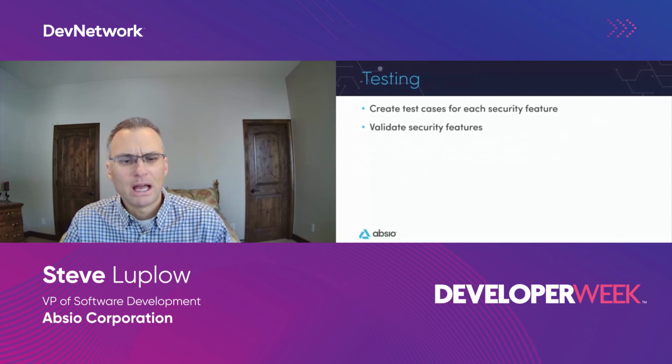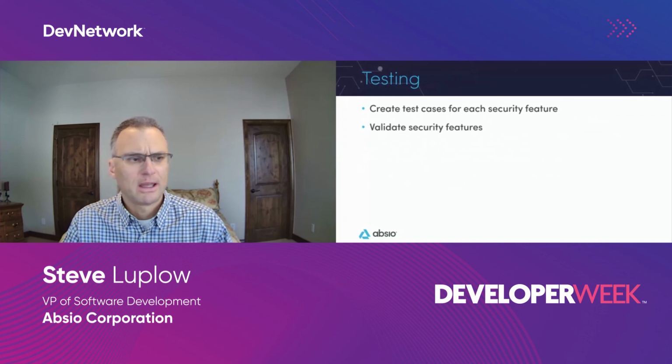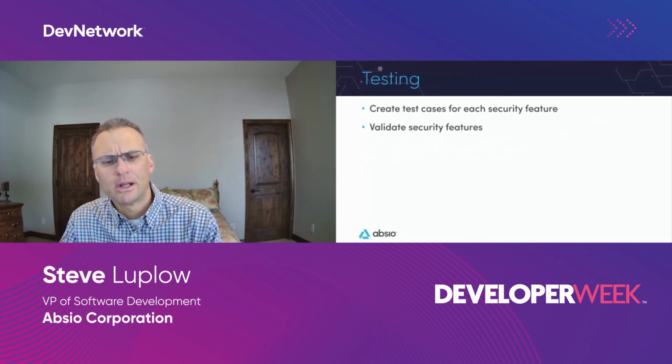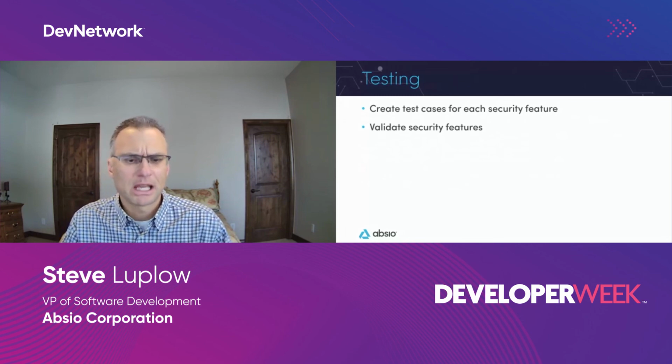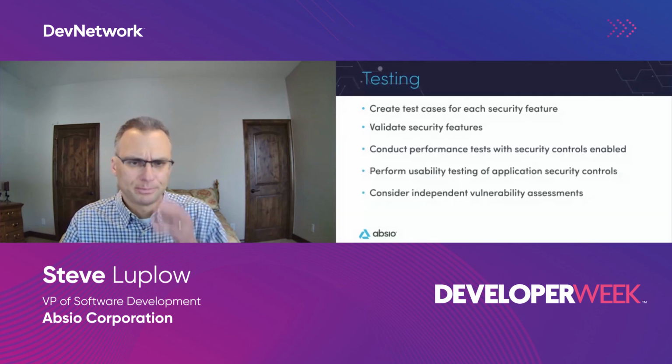Make sure application security controls are evaluated for usability issues through the appropriate user acceptance testing. And finally, consider whether an independent vulnerability assessment of the product is appropriate. Typically, this is going to occur once the application is in a stable state, and future releases will not significantly impact usability or the security of the software.